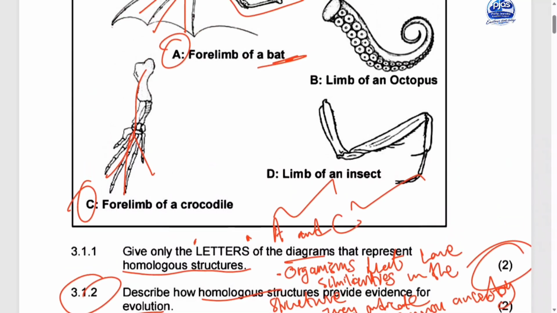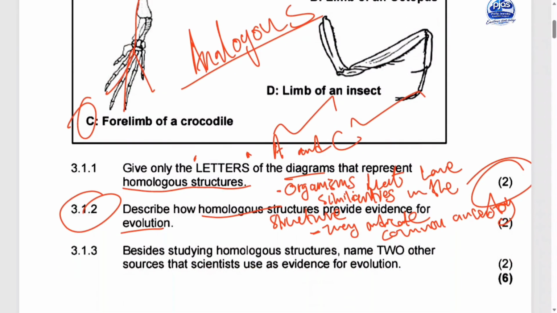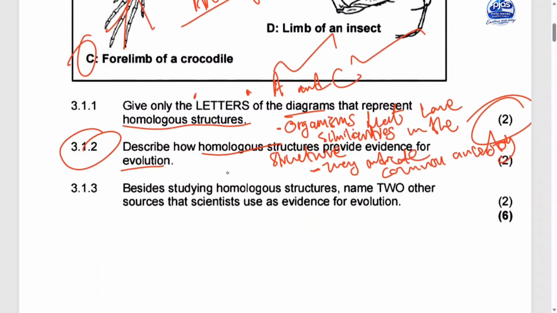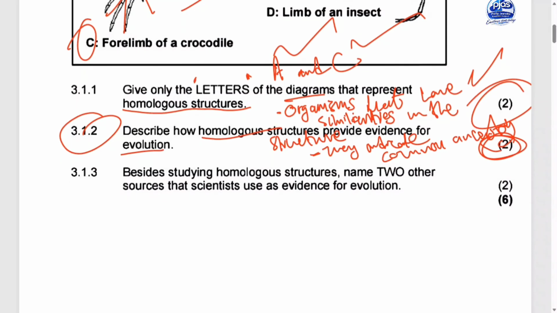Remember that when we talk about analogous structures, these are different structures, but they perform the same function. So you need to check the difference between homologous and analogous structures. Here, the description of how homologous structures provide evidence of evolution is that organisms with similarities in structure indicate the common ancestry. I hope that was clear. That is what we were supposed to say there. Then we smash that 2 marks.